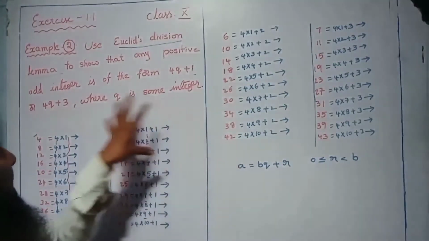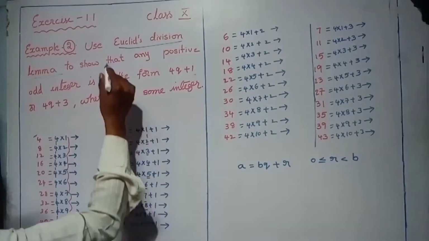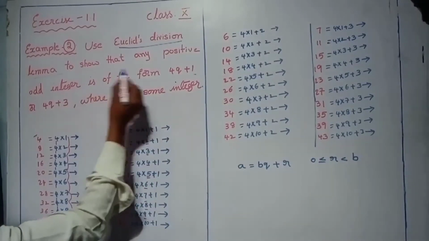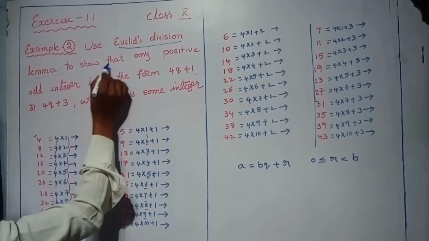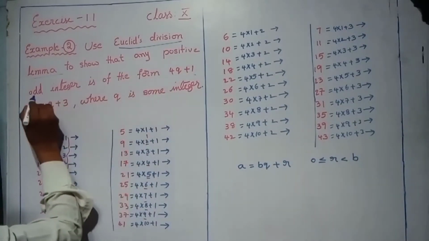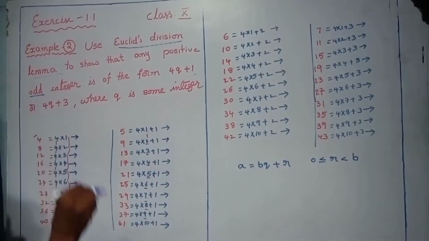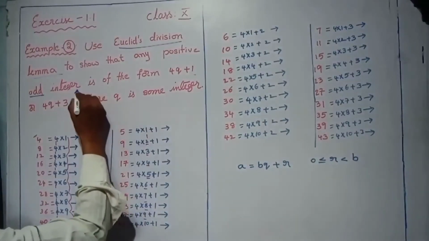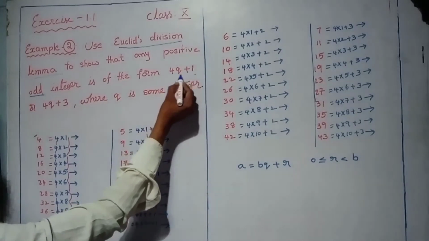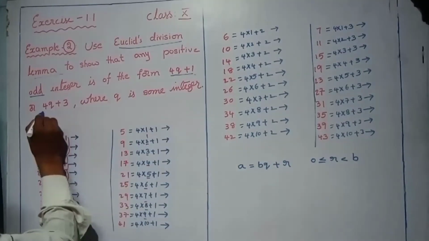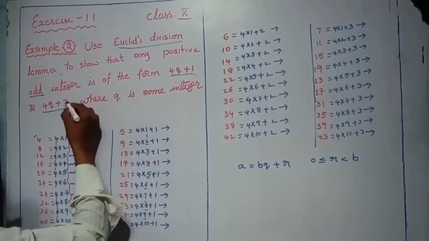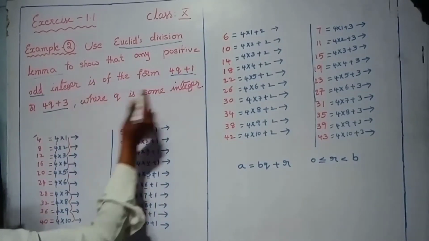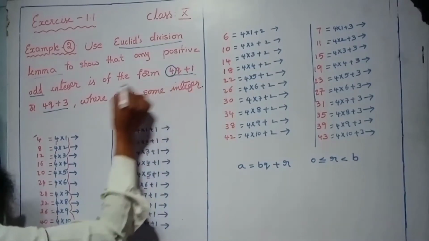In this Euclid division lemma, is it satisfying or not? See here, the question clearly gives the Euclid division lemma condition, and it says to show that any positive odd integer is given. Why is odd only given? It is the first question, and the integer is of the form 4q plus 1 and 4q plus 3. 1 and 3 are given, not even numbers. Here odd is given, that's why 1 and 3 are given. Why is only 4 given?